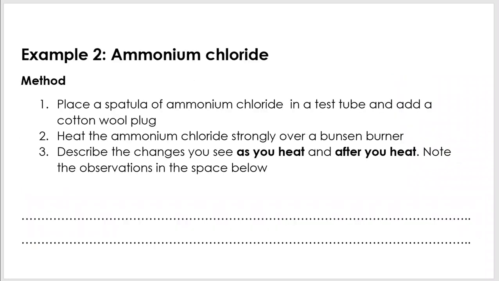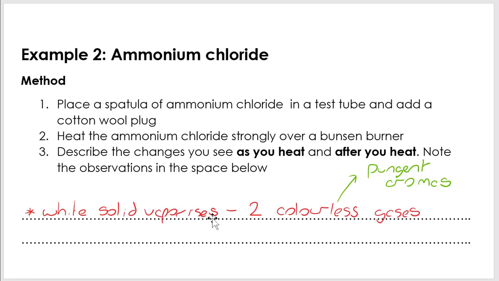Taking a look at the second example here, ammonium chloride. I can take solid ammonium chloride, a white solid. I add a cotton wool plug. I can then heat it strongly over a Bunsen burner. And then we look at what happens while we're heating it, but also what happens after you've heated it. What do you see in this reaction? Well, the first thing you'll see is that the white solid vaporizes. It turns into two colourless gases.